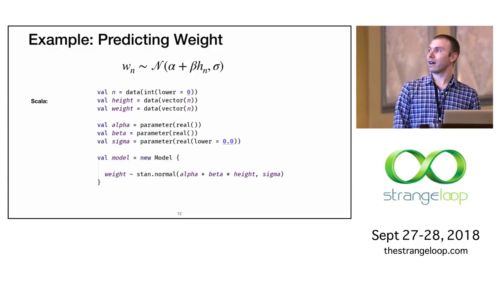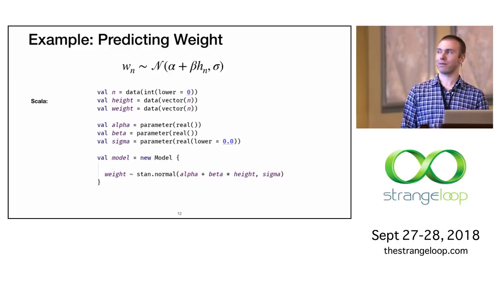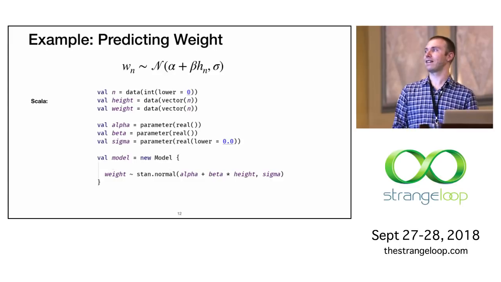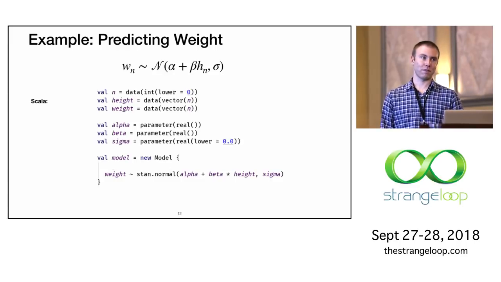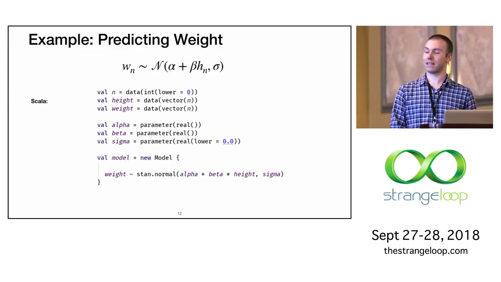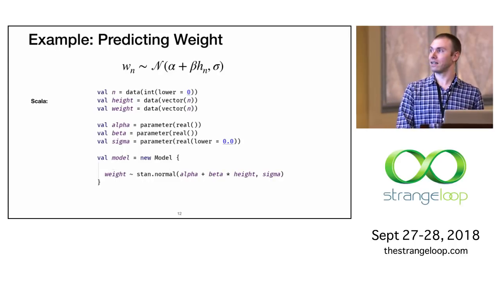And finally, we have the model. So it's basically the same as the math notation, slightly more verbose. Weight, with the tilde operator, is drawn from a Stan normal distribution centered at alpha plus beta times height, and sigma. This is valid Scala code. It's actually ScalaStan.